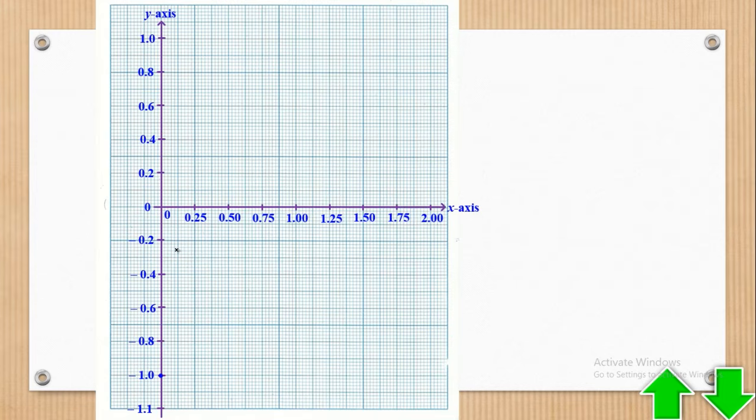So plotting when x is 0, that is the point. When x is 0.25, that's the point. 0.5, that is the point. 0.75, that is the point. 1, that is the point. 1.25, that is the point. 1.5, that is the point. 1.75, and also 2. So next is to draw a smooth curve through all these points. So let's do that.